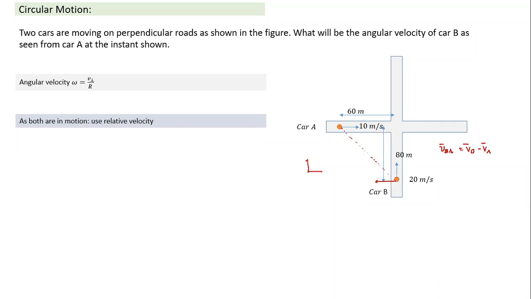So I'm adding negative velocity. What is the negative velocity I added? At 10 meters per second. So this is 20 meters per second, this is 10 meters per second. So there are two velocities which are added.